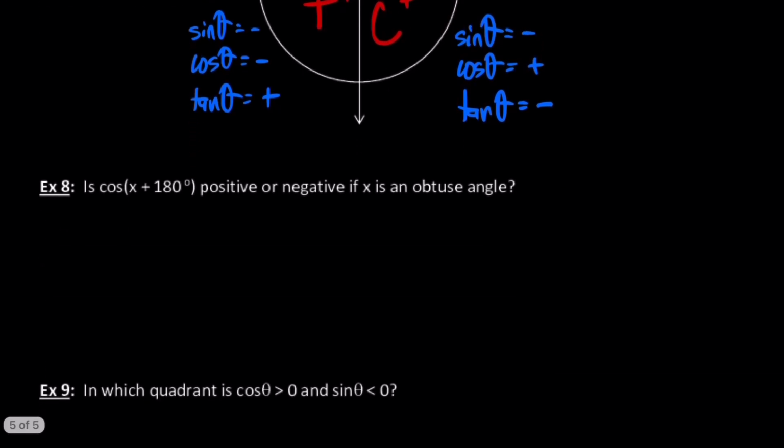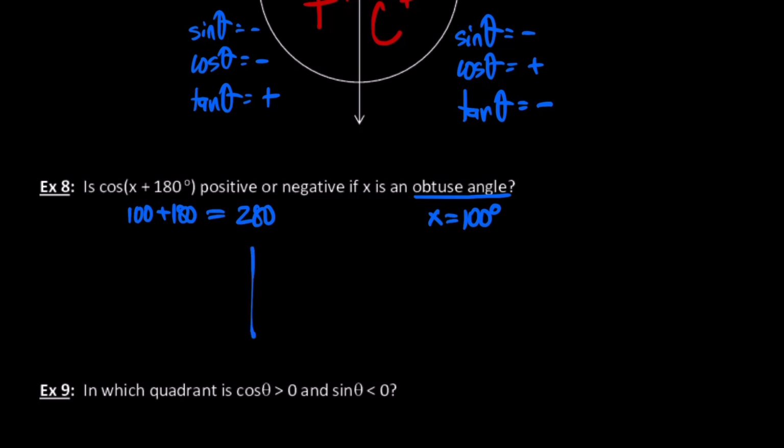So check out these last couple examples. Is cosine of x plus 180 positive or negative if x is an obtuse angle? Well, that's very hard to visualize. So what I like to do is if you're given something, like in this case, an obtuse angle, just make up an obtuse angle. I think an easy one to work with is 100 degrees, right? Anything between 90 and 180. So then if x is 100 degrees, x plus 180 would be 100 plus 180, which is 280.